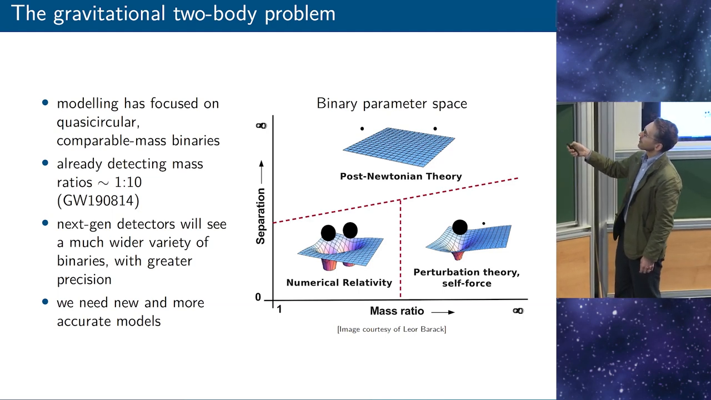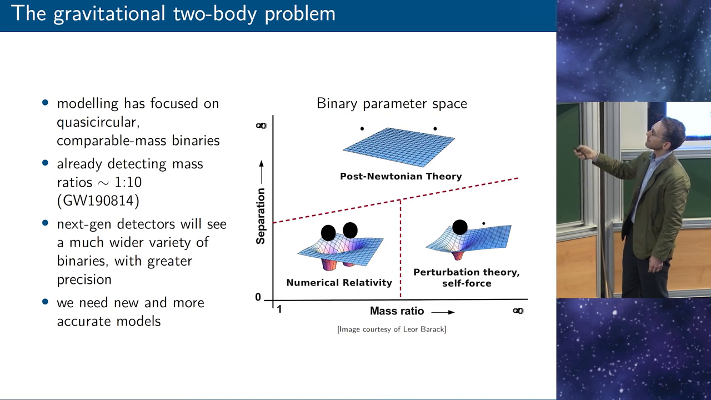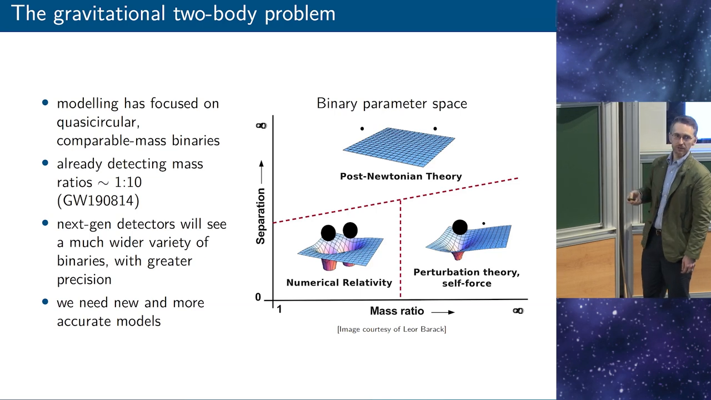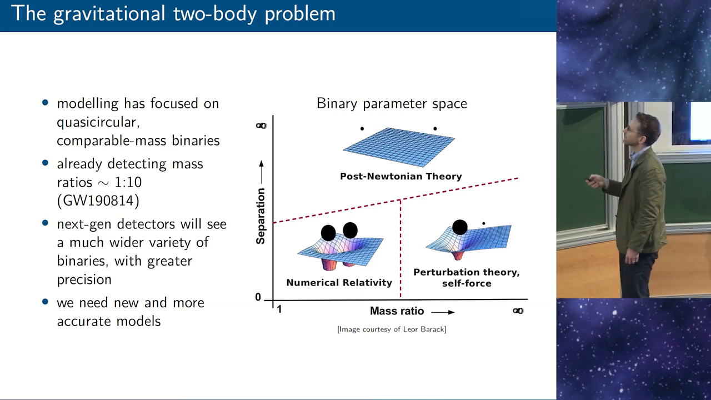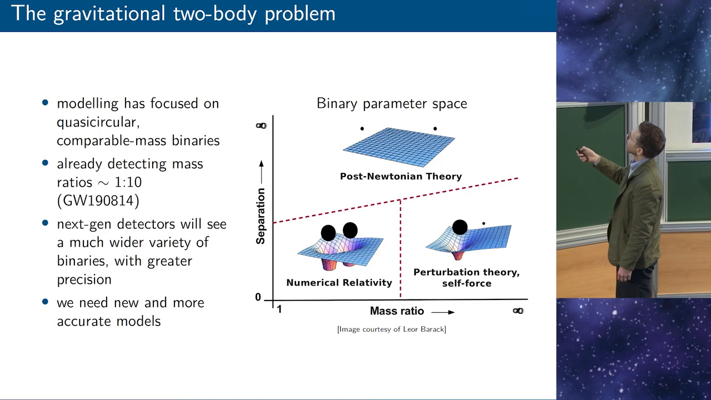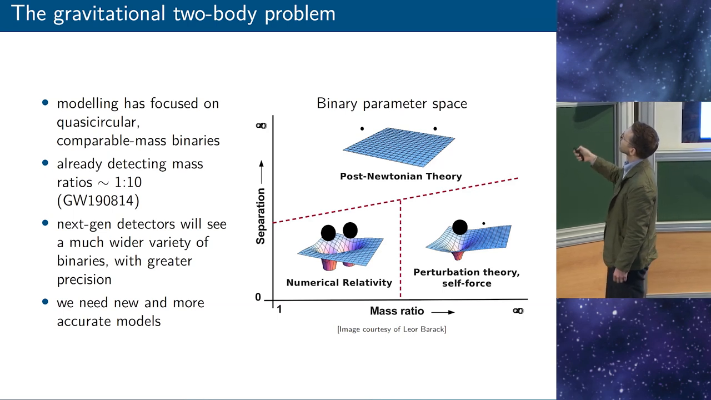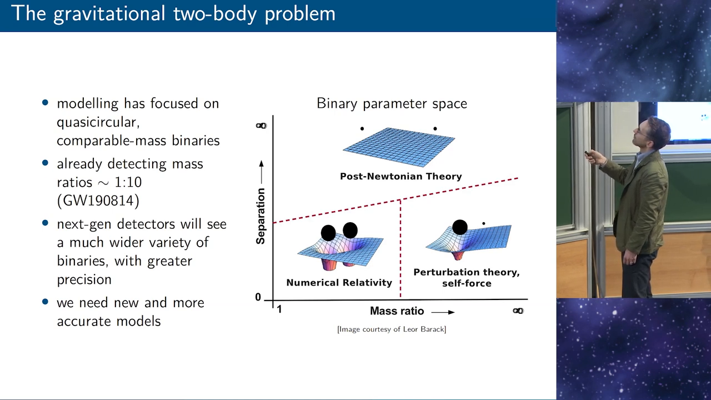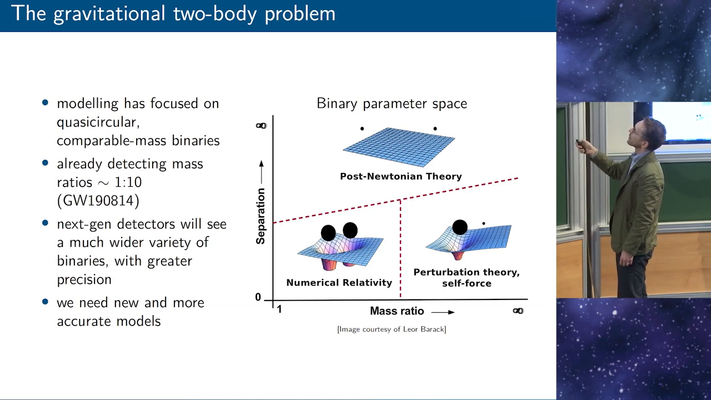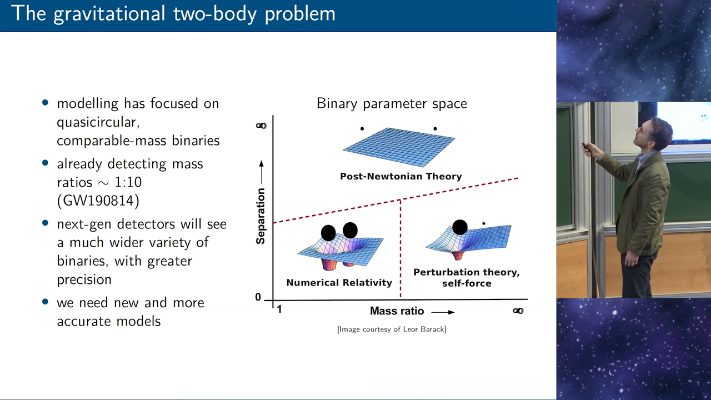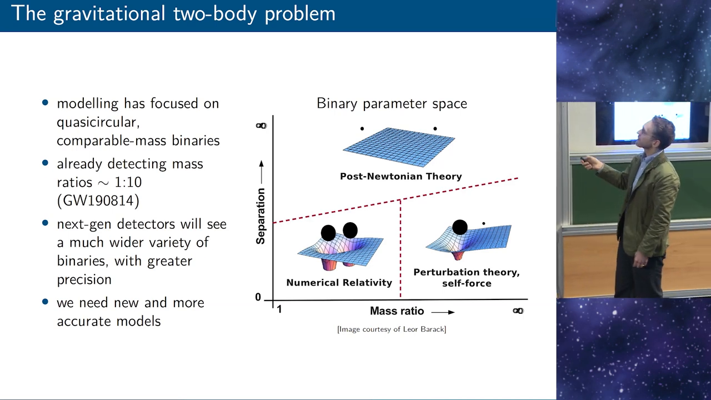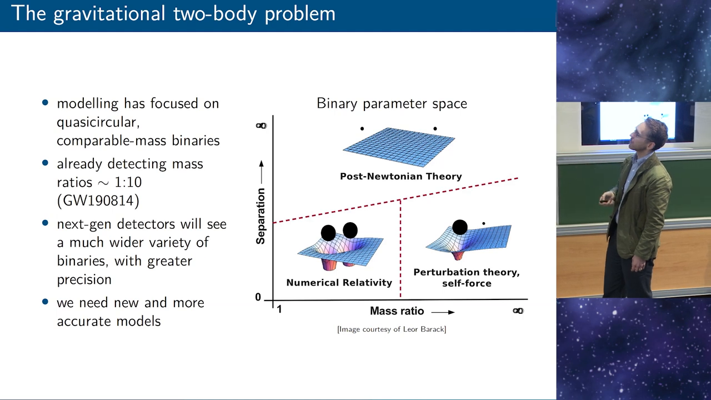If the two bodies are very close together and roughly equal-sized, then the most accurate method is full numerical relativity, solving the fully nonlinear Einstein equations. Now, what I want to focus on is this corner down here, which is gravitational self-force, where one of the bodies is much smaller than the other one, and we can use perturbation theory in the limit of the mass of this one being much smaller than this one. And I think this is a very important limit for multiple reasons.